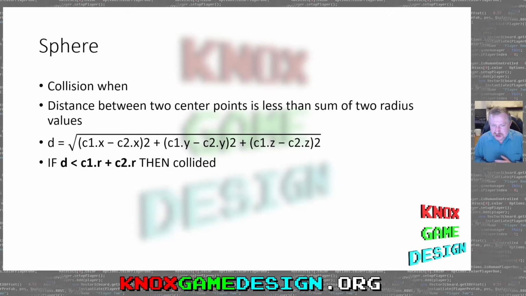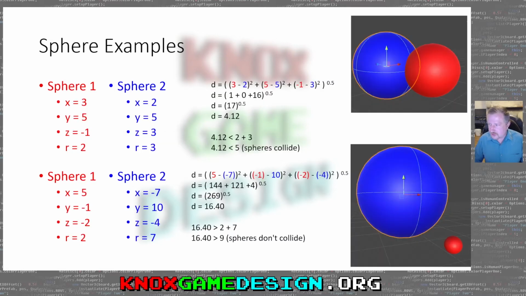So we're basically just doing the differences between the x values plus, and that should be a superscript 2, that's squared, not times 2. I don't know why it didn't come out. I changed that earlier. It didn't come out in this presentation mode. But we're going to take the difference between the x's, square that, plus the difference between the y's, square that, plus the difference between the z's, square that, then take the square root of all that. That will give you the distance between the two center points of the two circles. So if that value is less than the sum of the two radius values, then you know they do collide. Otherwise, they don't collide. So here's 2 examples.